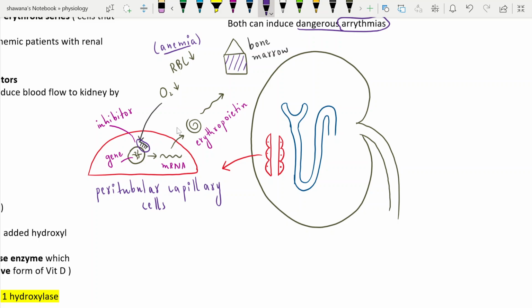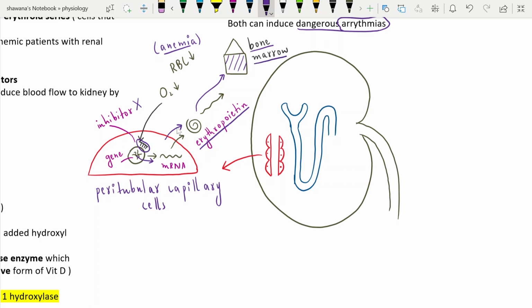But when the oxygen is less, inhibitors are not working because they also need oxygen for their proper functioning. When inhibitors are not functioning, the gene goes out of the nucleus by the process of transcription. After translation, it is converted into erythropoietin hormone, and via the blood it goes to the bone marrow.